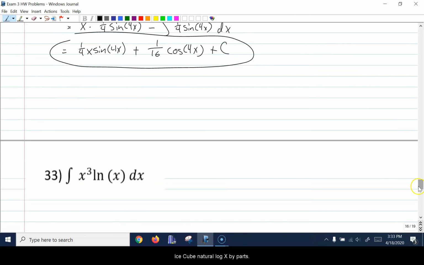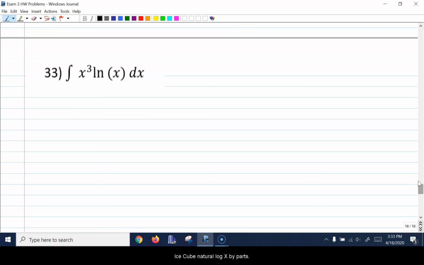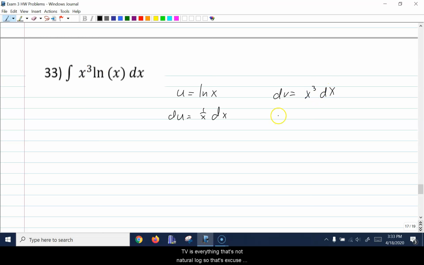X cubed natural log x. I didn't go too far, did I? Cool. Again, it's by parts. We like letting u be powers of x, but we like letting u be a natural log even more. We love u as natural log, because the derivative of natural log gets rid of the natural log. The derivative of natural log is 1 over x dx. dv is everything that's not natural log, so that's x cubed dx.